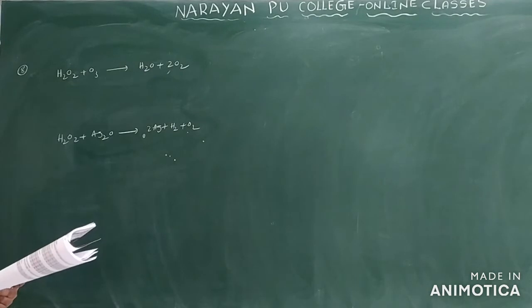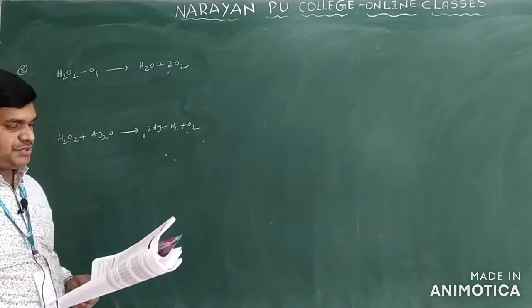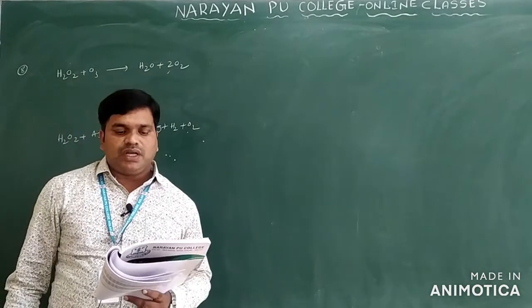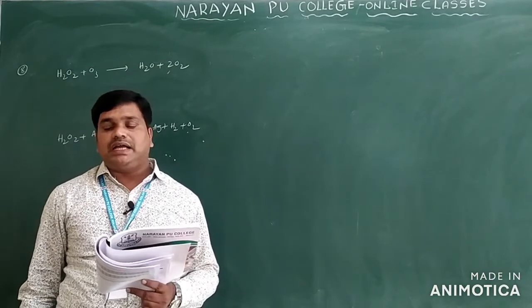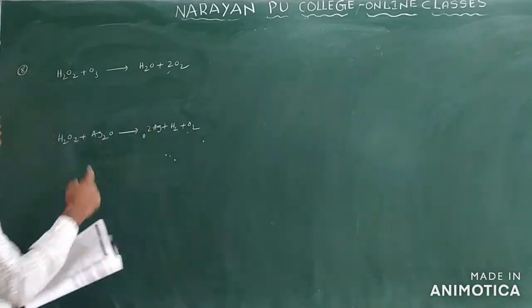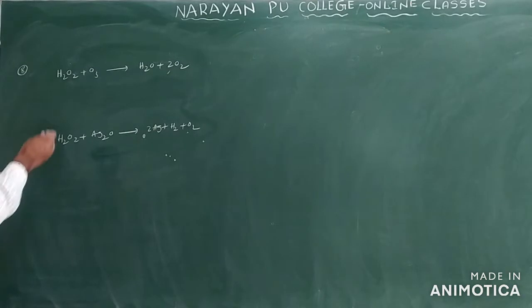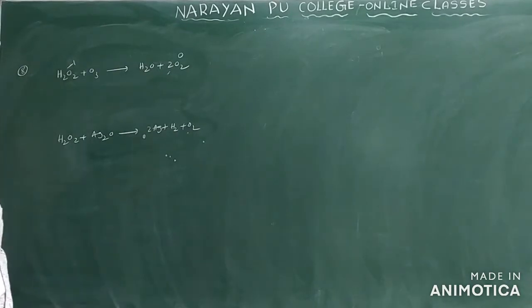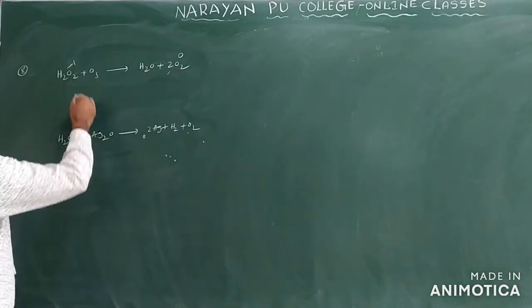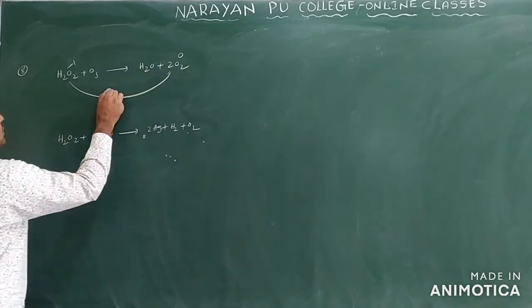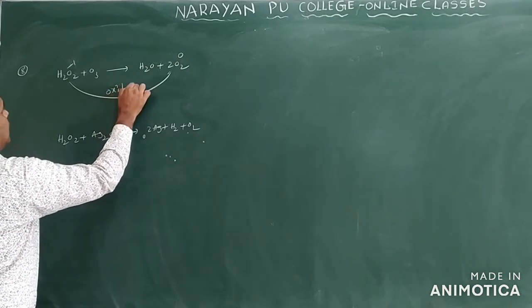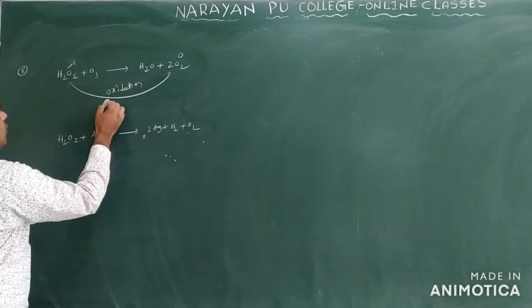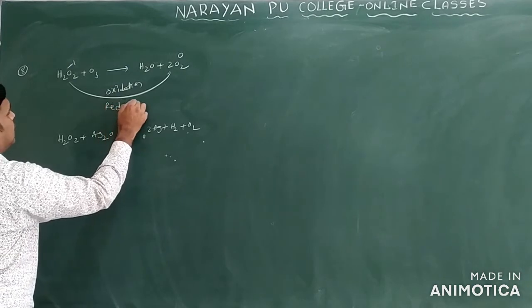See question number 8, where they gave 2 equations. From that they are asking what is the role of hydrogen peroxide in the above reactions respectively. In hydrogen peroxide, the oxidation state of oxygen is minus 1. Here the oxidation state of oxygen is 0. Minus 1 to 0 is an increase in oxidation number, which we call oxidation. Under oxidation, it acts as a reducing agent.